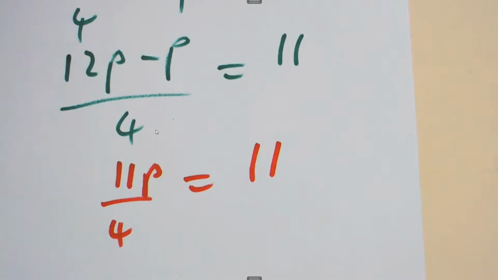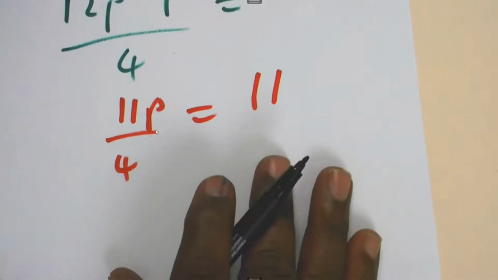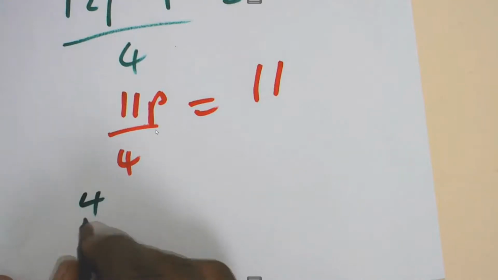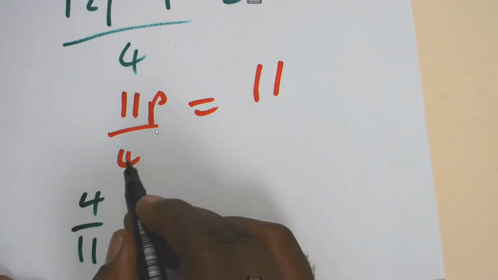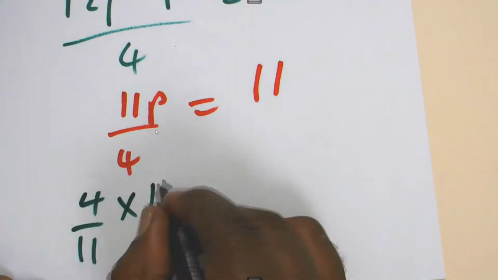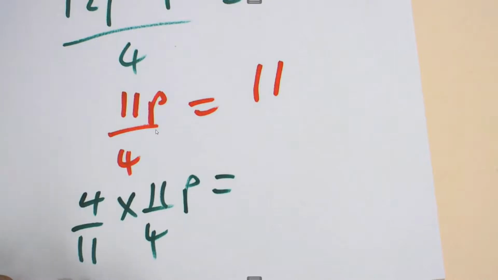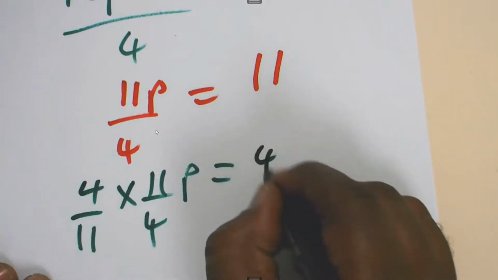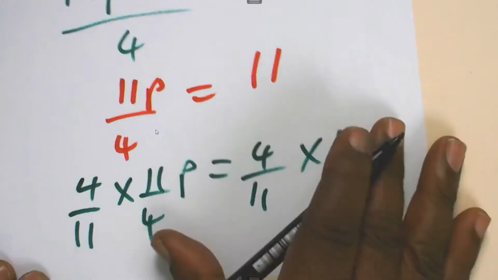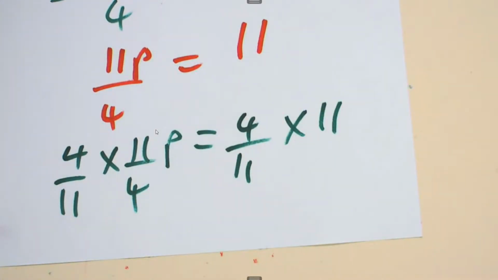Multiplicative inverse, what is the coefficient here? Your coefficient is 11 over 4. How do you make it equal to 1 using the multiplicative inverse, which is 4 over 11, multiplied by your coefficient? But what you do on the left must also be done on the right.